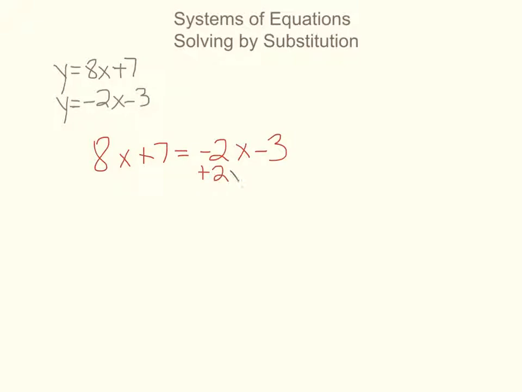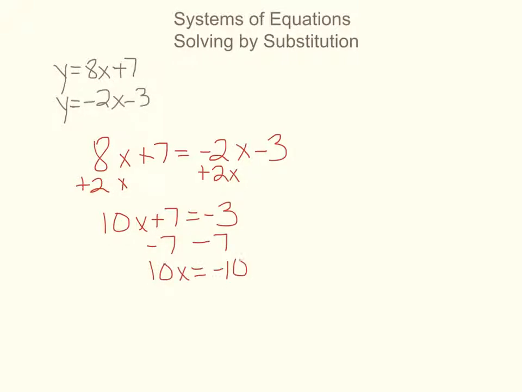So we'll add 2x to each side. So 10x plus 7 equals negative 3. Then we subtract 7 from each side. So 10x equals negative 10. Divide by 10. X equals negative 1. So that's your first answer.